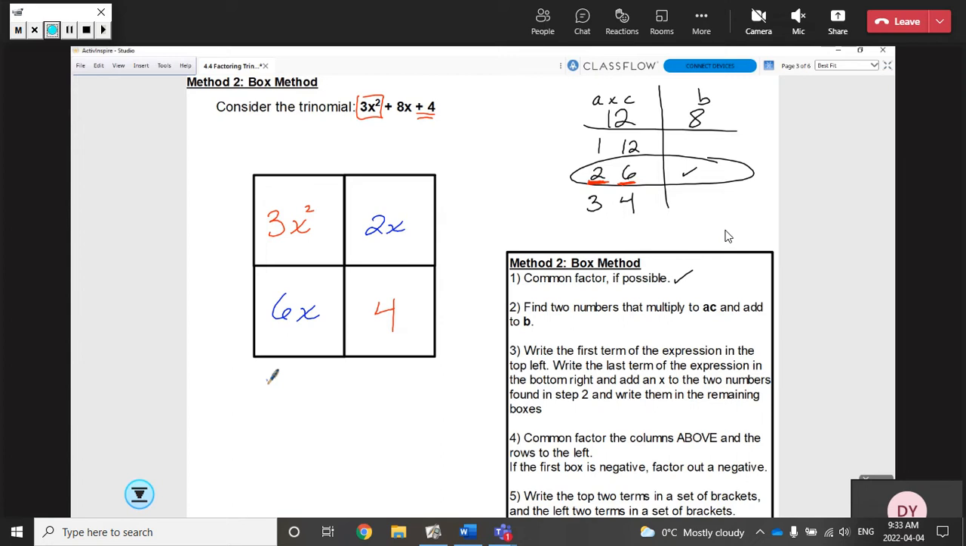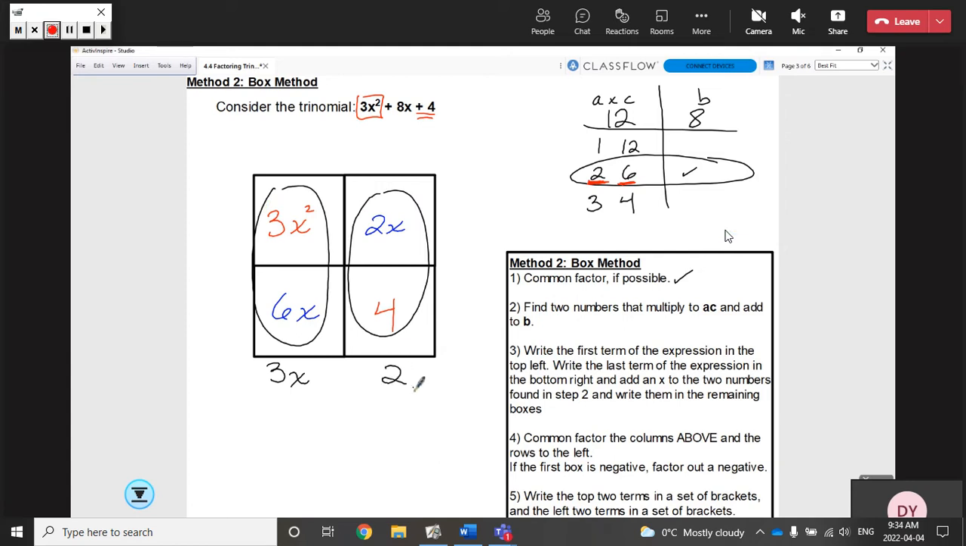It says to common factor the columns above and the rows to the left. If the first box is negative, factor out a negative. Okay, so what we're going to do here is just common factor. So I'm looking down the columns. The first column here, the 3x squared and 6x, the greatest common factor there would be 3x. Yeah? And that's for this way. Now, how about the 2x and the 4? The greatest common factor, I believe, is a 2.